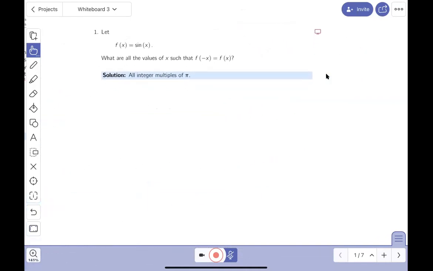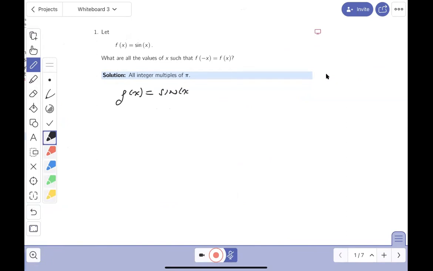I'm looking at it, and they want me to solve an equation, actually. They say, for what values of x is this true? I don't know. Let's take a look. So f of x is equal to sine x, and f of minus x is equal to sine of minus x. I think you probably know, at least I hope you know, that sine is an odd function, right? So what would that be? It would be minus sine of x.